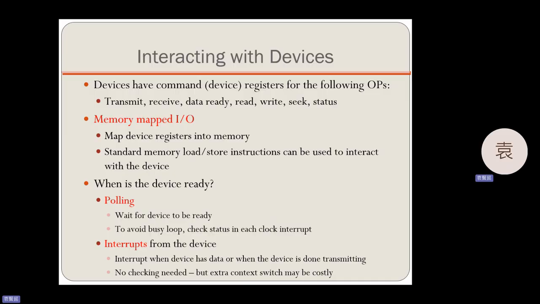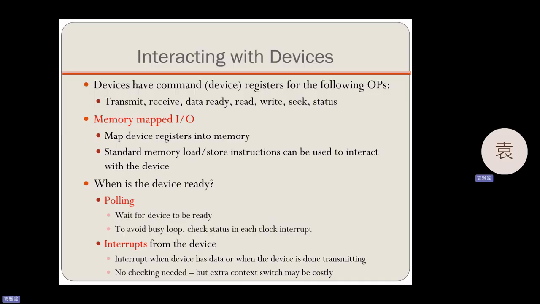Another way is by using an interrupt from the device. So instead of the operating system proactively polling the status of the device, the operating system can just let the device generate an interrupt when it becomes ready. When the device becomes ready to do something, it can generate an interrupt. So the operating system will be triggered to take over, and then you can take corresponding actions. So then no status check polling is needed.